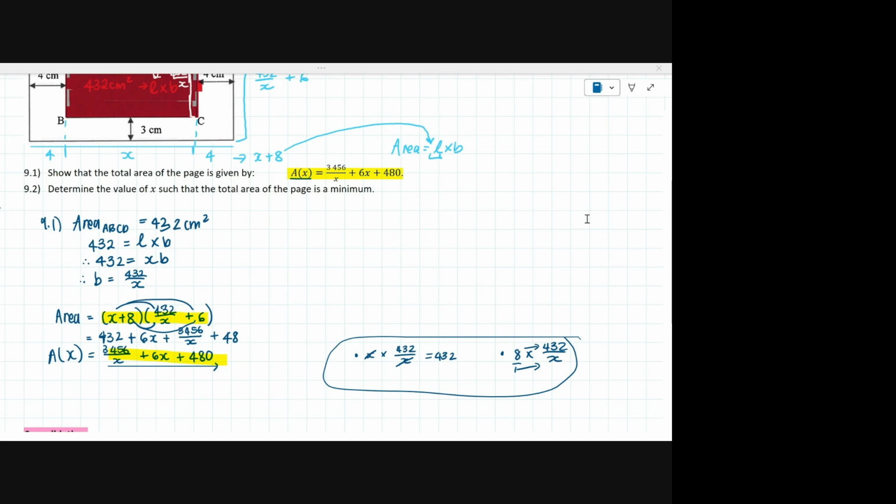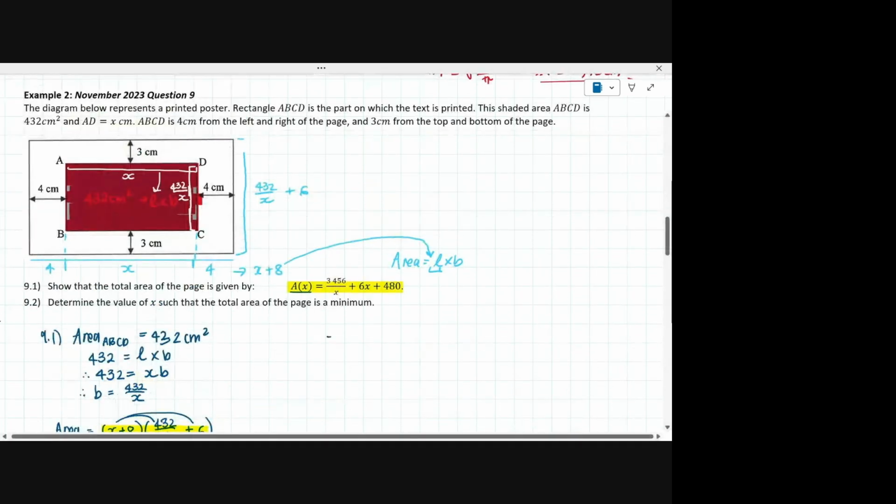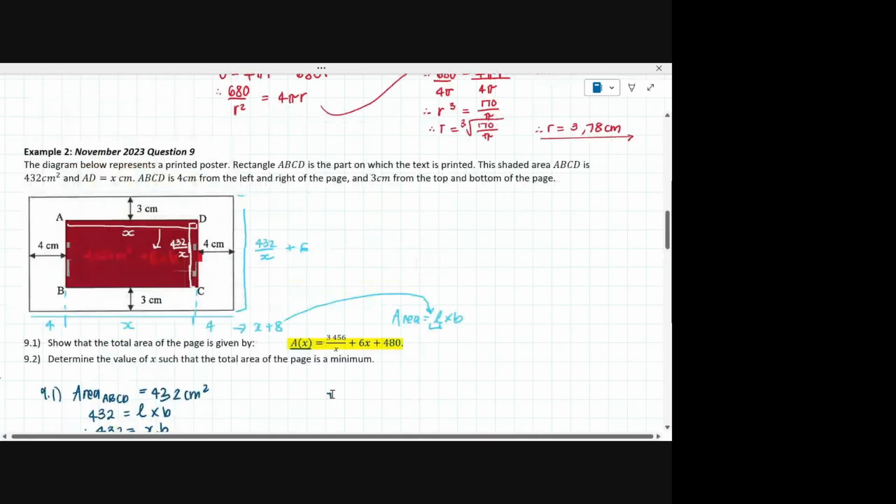Alrighty. So we've got 9.1. Now we want to do 9.2. As long as there's no other questions, you can just interrupt me if there are. So 9.2 is asking us to determine the value of X such that the total area of the page is a minimum. Again, the second you see maximum or minimum, you need to find the derivative. Now, grade 12, if you weren't able to get this area in question 9.1, it's fine. Yes, you lose 3 marks, but it's fine. You now use that expression in your next question because we want to find the minimum, so we have to find the first derivative of the area expression.